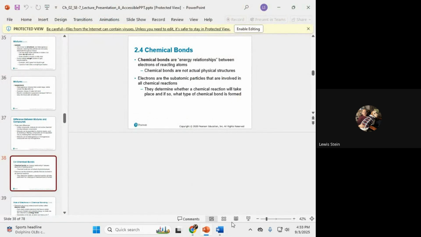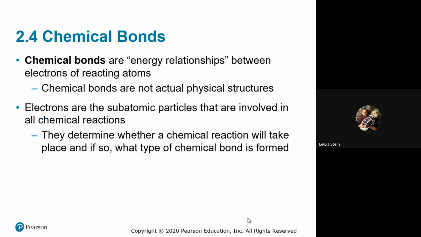So this is really where we start the whole idea of chemical bonds. Really, it is an energy relationship. Sometimes it's relatively weak, sometimes it's easy to break, sometimes it's very difficult to break. And really, it's the amount of electrons and how they're distributed in these various atoms as to how they get together, as you will see.